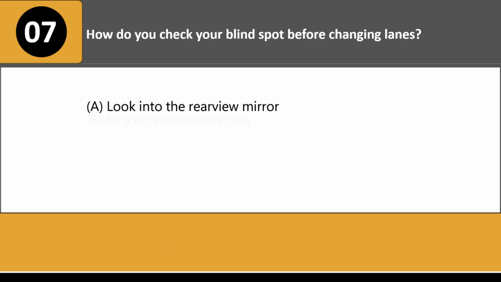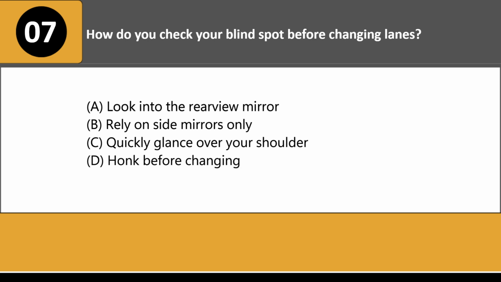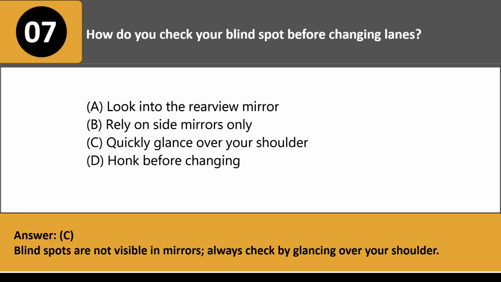How do you check your blind spot before changing lanes? A. Look into the rear-view mirror. B. Rely on side mirrors only. C. Quickly glance over your shoulder. D. Honk before changing. Answer C. Blind spots are not visible in mirrors. Always check by glancing over your shoulder.